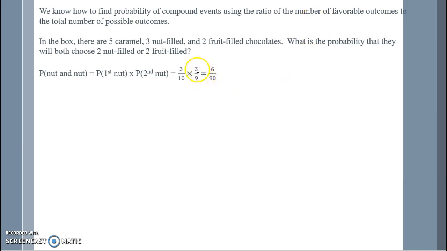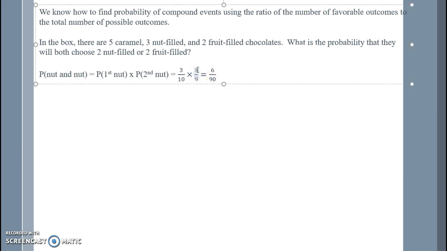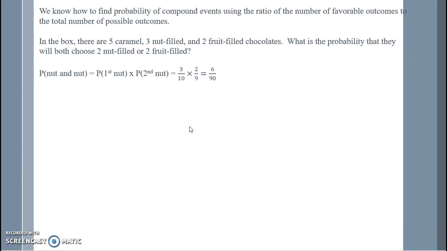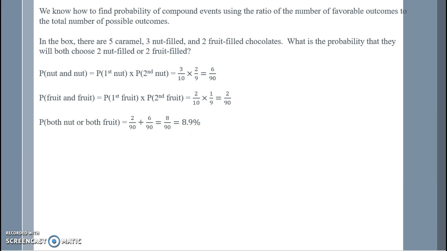And further, there are only 2 options left because I took one of them from my first option. So 3/10 times 2/9 is 6/90. Now we need the fruit and fruit.